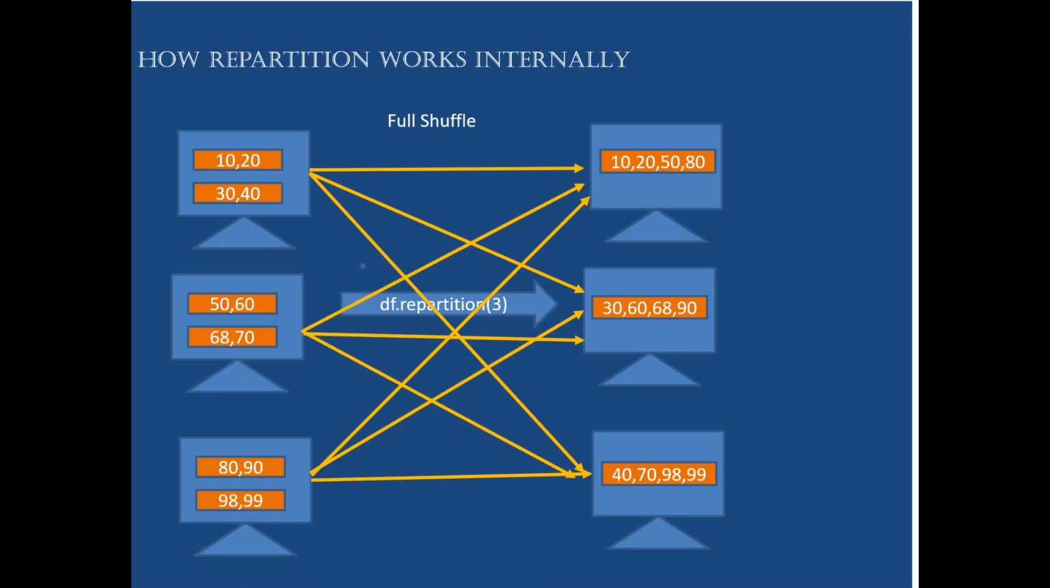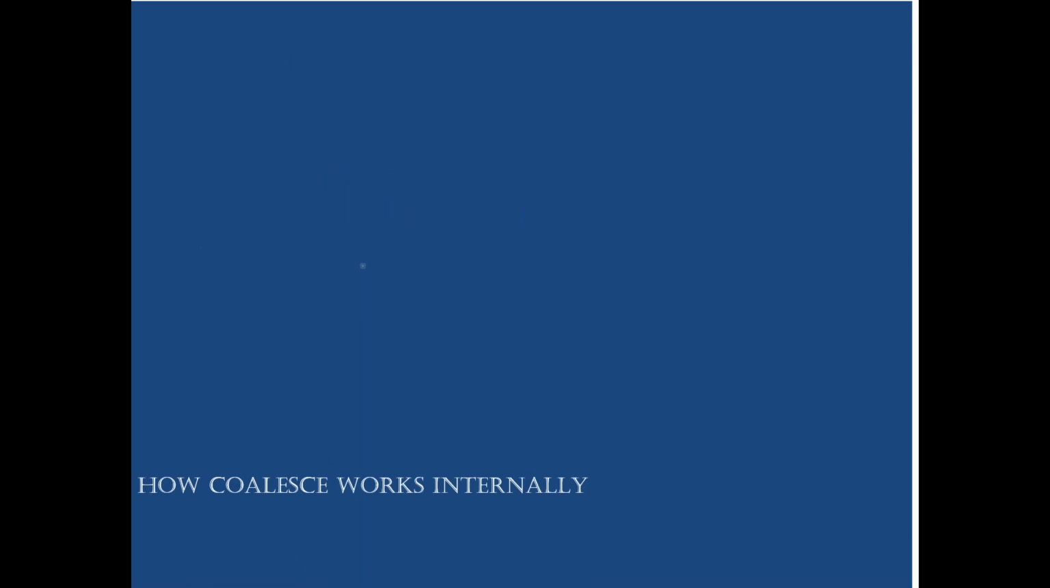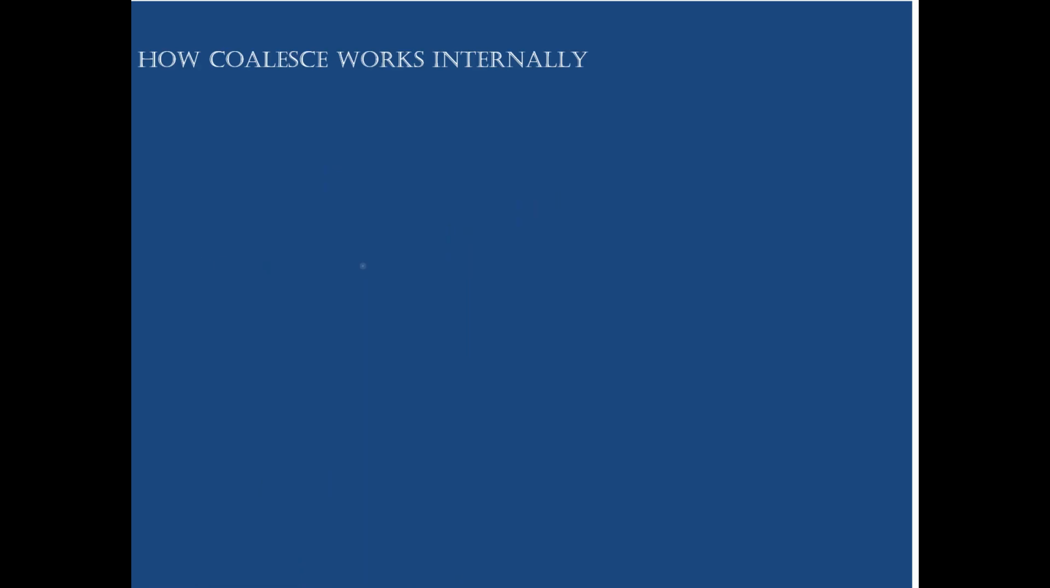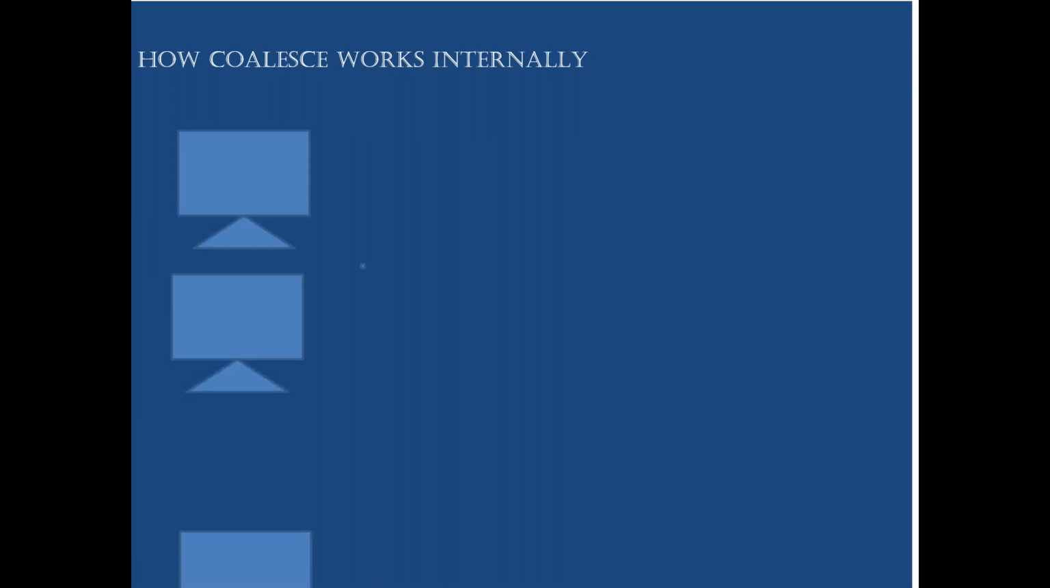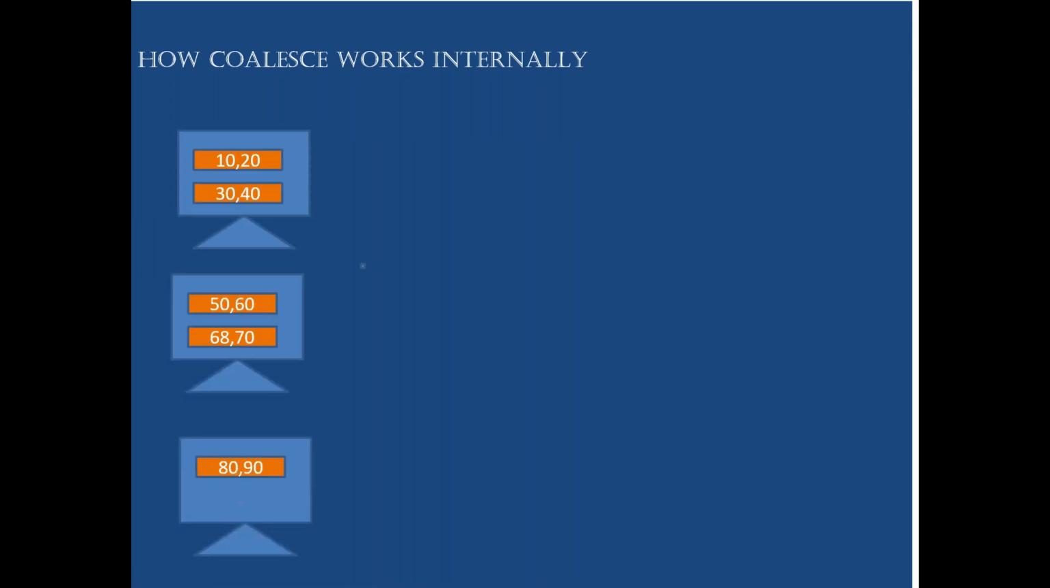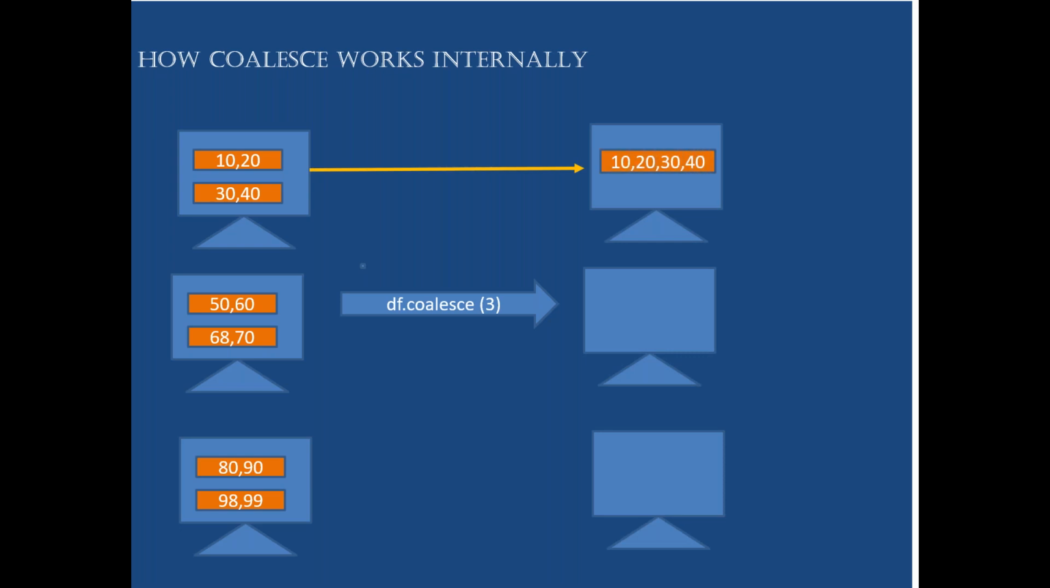Here I just explained decreasing the number of partitions using repartition. The same I can also achieve using Coalesce. How will it work? Again you see 3 systems, with 10, 20, 30, 40 and so on. This time I applied df.coalesce(3). Now within this system itself it will combine 10, 20, 30, 40. Within this system itself it will combine 50, 60, 68, 70. Within this computer itself it will combine 80, 90, 98, 19.